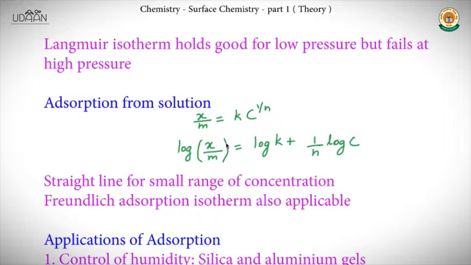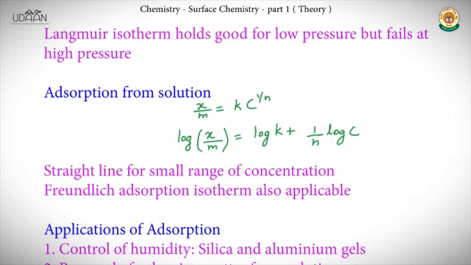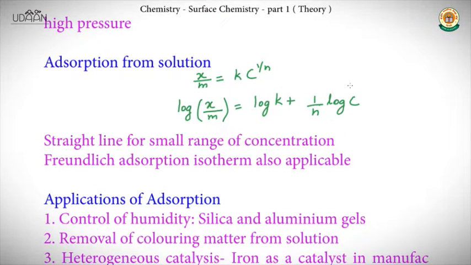I can take the logarithmic form also. In that case, log x by m and log c will be plotted as a straight line, where the slope will be 1 by n and the intercept will be log k. But this again is valid for a small range of concentration. If you take extreme values of concentration, then this might not hold true. In adsorption from solution, the Freundlich adsorption isotherm is also applicable, which is pretty much the same; we're just replacing pressure by concentration.